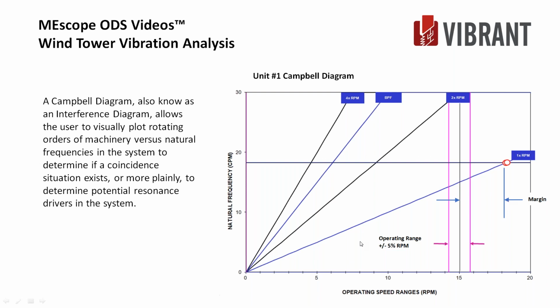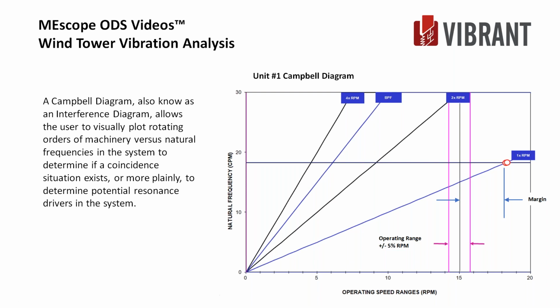Now, to have a resonance condition, you have to have a natural frequency, which we have here. You have to have a driving frequency. This is the 1 times RPM, or the residual unbalance. This is 2 times RPM, which would be looseness or misalignment. This is 3 times RPM, which is a blade pass frequency.